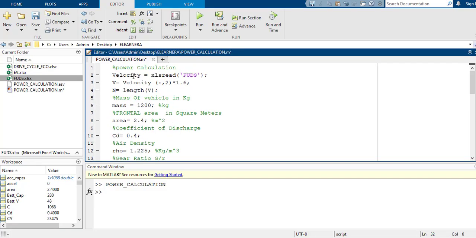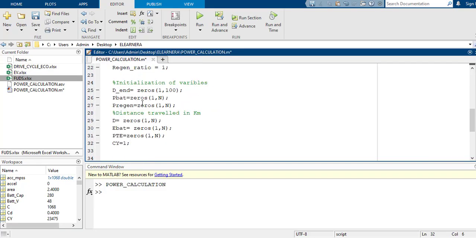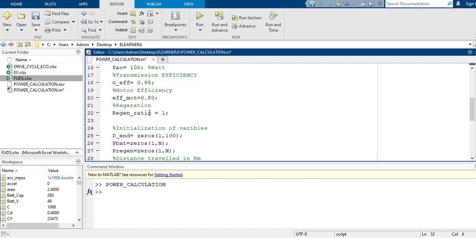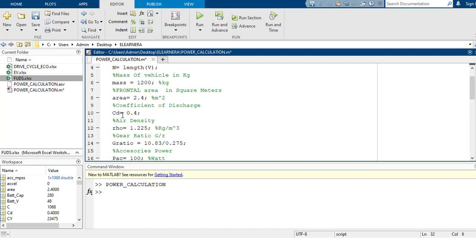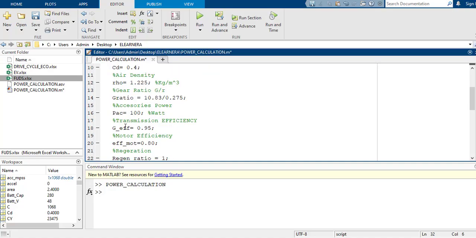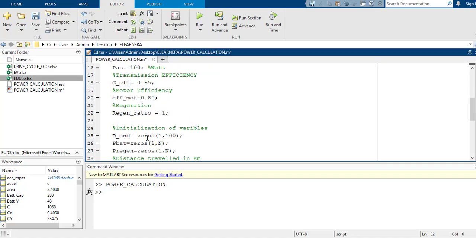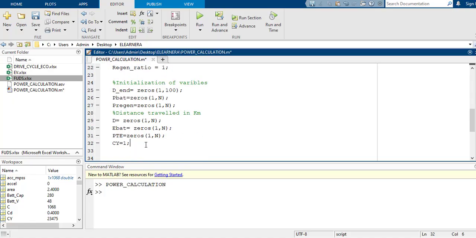Here we are putting all the inputs, meaning what we require: mass, frontal area, air density, gear ratio, efficiency, and all that in the same format. In our next chapter we will see how to manage a program to find out various types of forces in it. So we will see you in the next chapter. Thank you.